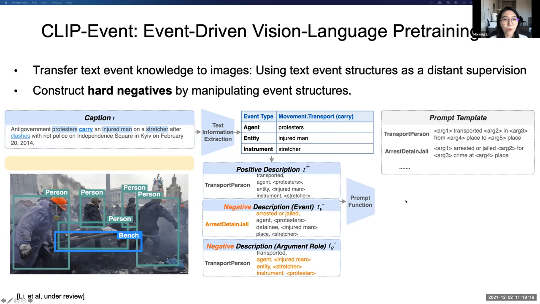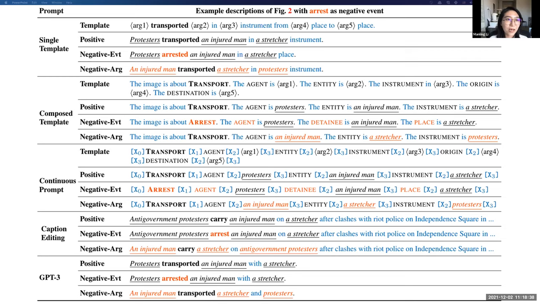Then we use some predefined prompt functions to translate these event structures to natural language sentences, so that we can get the text sentence and also have the image to do the contrastive learning. For prompts, we have multiple different prompt functions. The first one uses manually defined templates. This is from the AIDA ontology, where each argument can be directly organized into a sentence. And then we try to add the argument role into this sentence. For example, this Arg1 should be the agent, so we want to add this kind of information. As a result, we propose the composed template, where we directly say the agent is the Arg1.